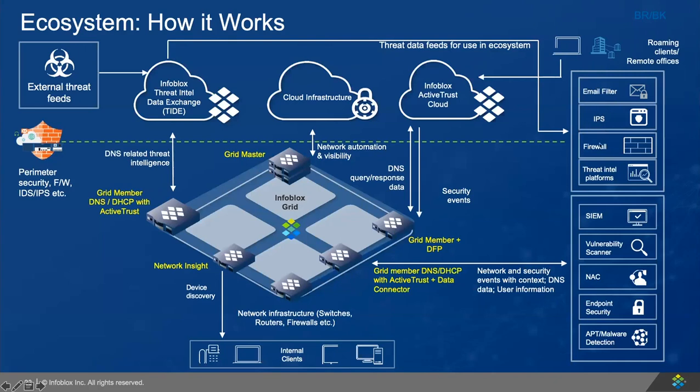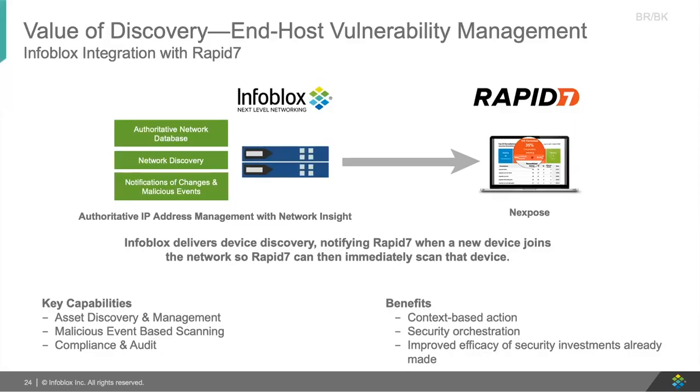So we have email filters, IPS, firewalls, and threat intel platforms. In addition, you might have roaming clients or remote offices, and that information is shared back through the Infoblox Active Trust Cloud. The DNS query and response data is shared with the cloud, and also with the cloud infrastructure. In addition, we share data out to your SIEMs, vulnerability scanners, network access control tools, endpoint security, and malware detection tools. If you look at this, it's really an amazing integration of data to help keep your environment secure. We're going to very quickly touch on two in particular, the vulnerability scanner and the network access control solution. But just know that we have all sorts of integrations across the Infoblox grid and the ecosystem.